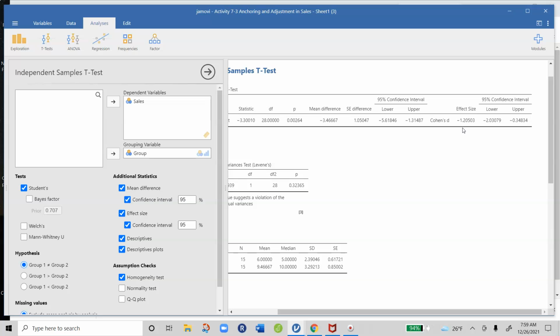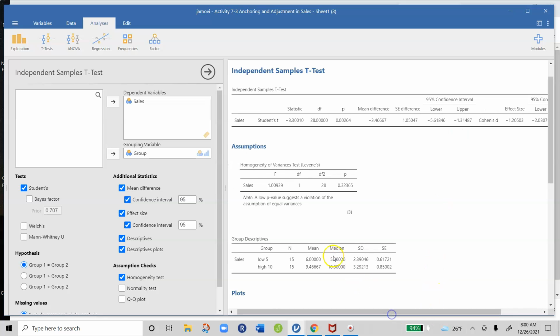Our 95% confidence interval shows us we can be 95% sure that the true value for that is somewhere between negative 2.03 and negative 0.35. Again, a really wide confidence interval, and the reason for this is a very small sample size. In this case, we have 15 people per group, which just isn't a lot of people. If we want a narrower, more precise estimate of those population parameters, we need to have a bigger sample size.